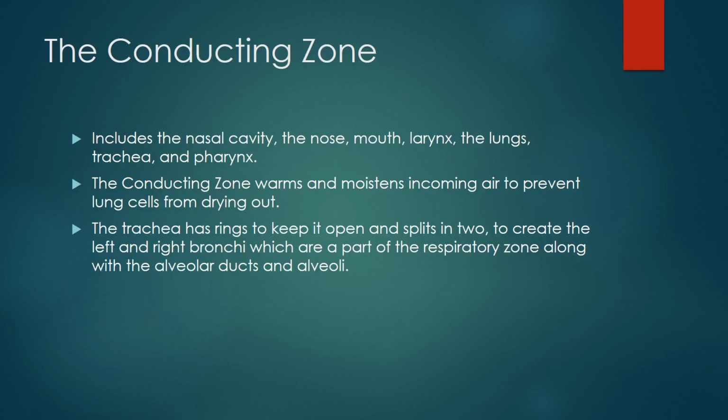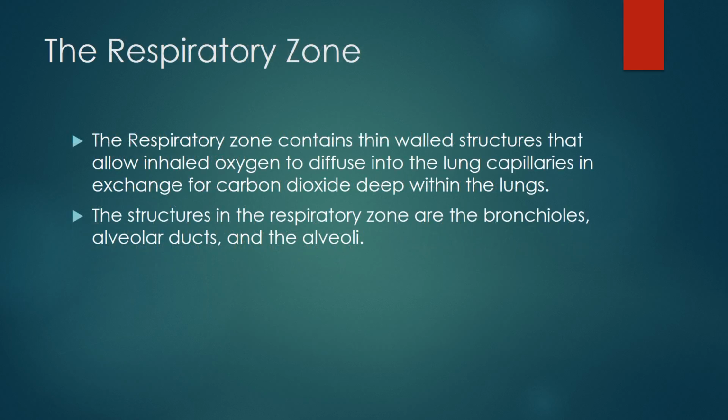Now we will go over the zones of the respiratory system. The conducting zone includes the nasal cavity, the nose, mouth, larynx, the lungs, trachea, and pharynx. This zone warms and moistens incoming air to prevent lung cells from drying out. The trachea has rings that keep it open and splits into two bronchi, which are part of the respiratory zone.